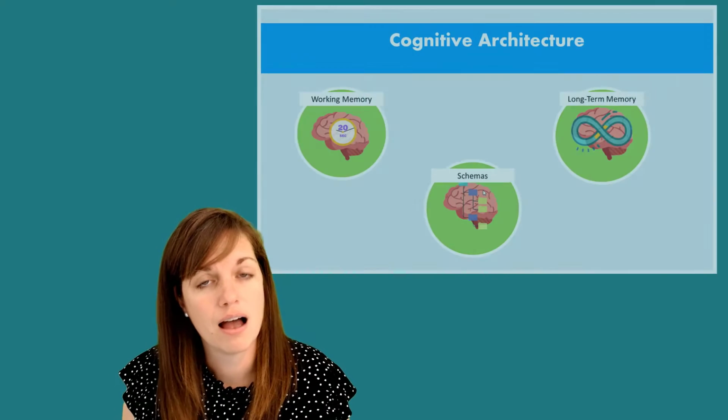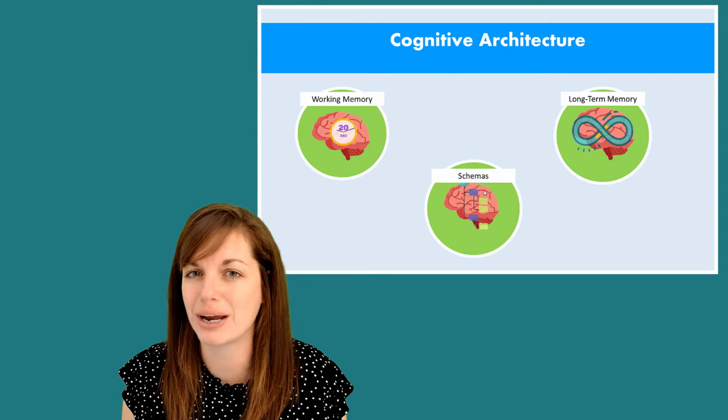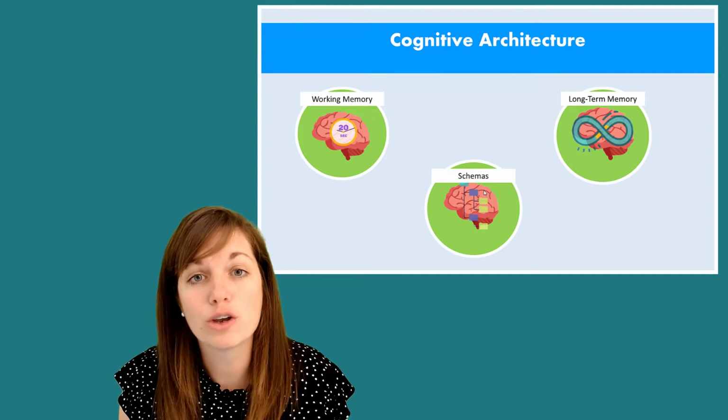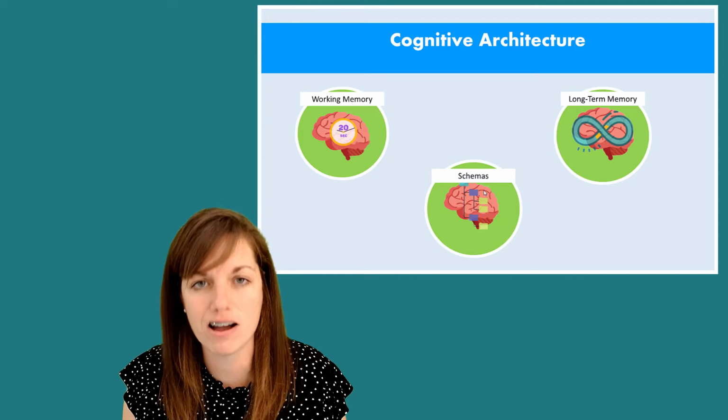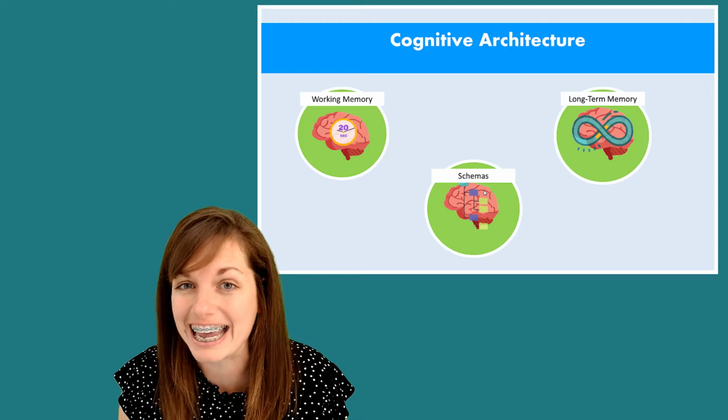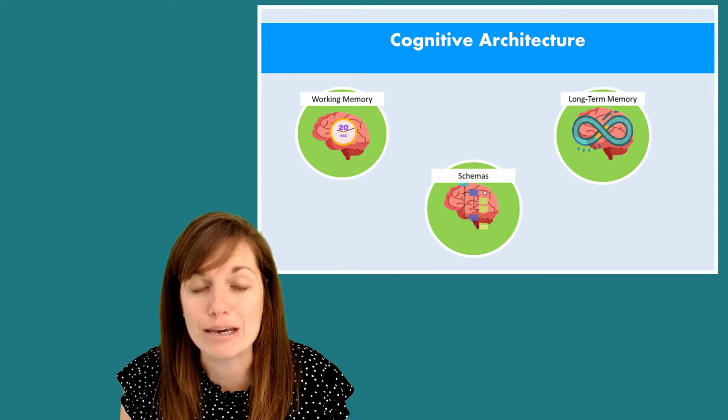The first theory that we want to discuss is cognitive load theory. In order to understand cognitive load theory, we must understand our cognitive architecture. Cognitive architecture is made up of three elements. They are your working memory, which is severely limited, long-term memory, which is limitless, and schemas.